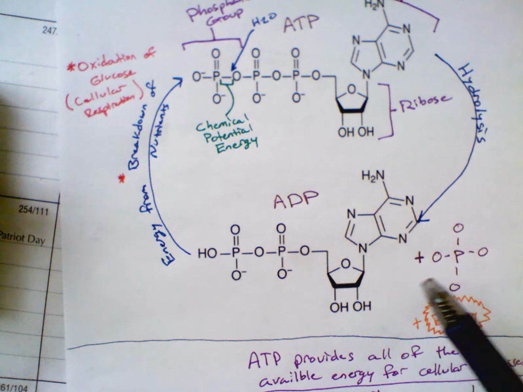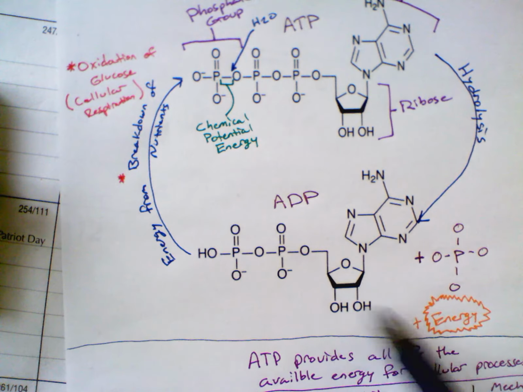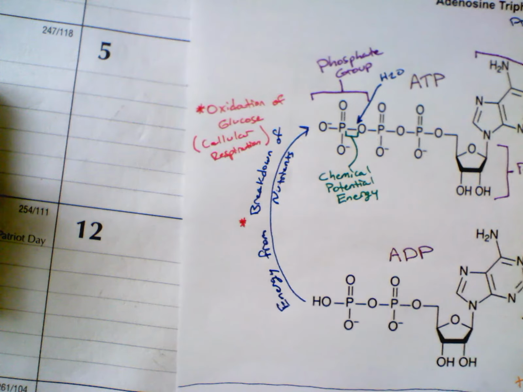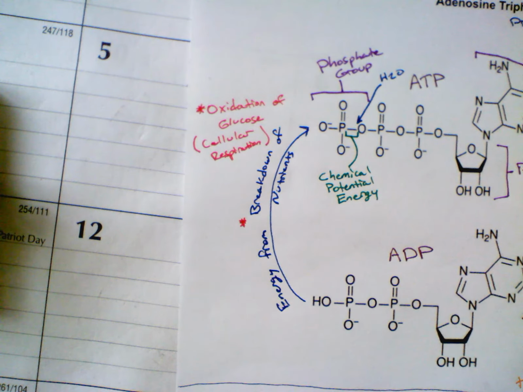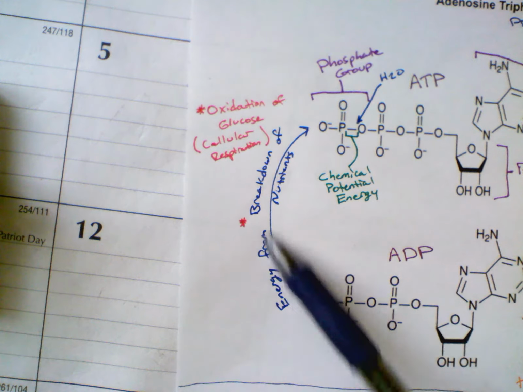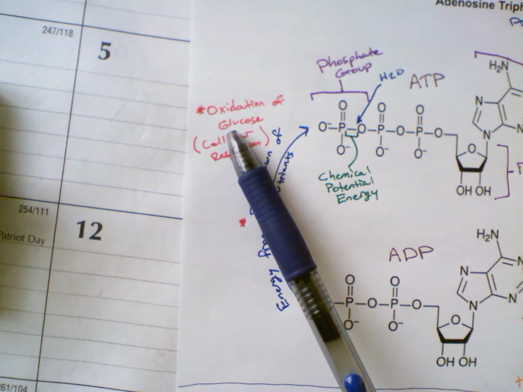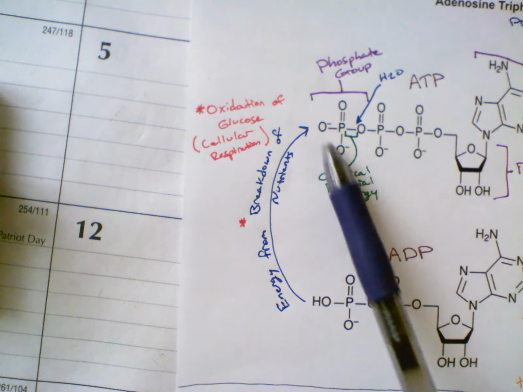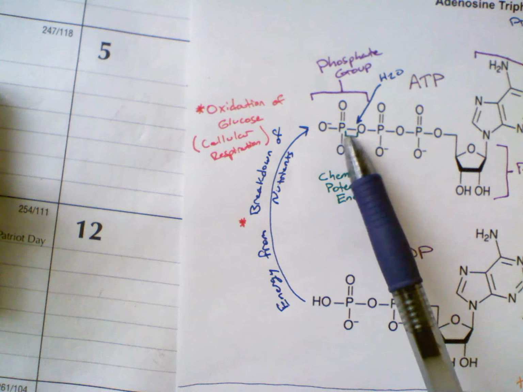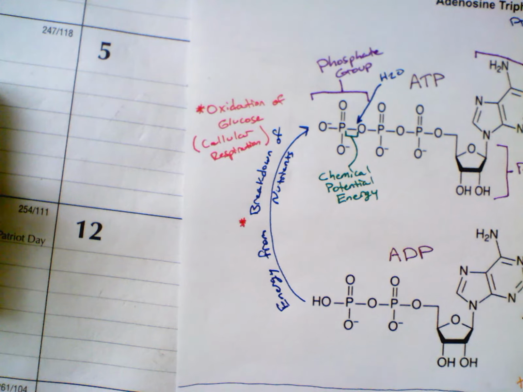And this is a rechargeable battery, so we can go the opposite direction as well. And we can construct ATP from ADP by tacking that third phosphate group back on through breaking down nutrients. Normally this is from oxidizing glucose, and we will end up sticking that third phosphate group back on, restoring that chemical potential energy so that the cell has energy later on whenever it needs it.